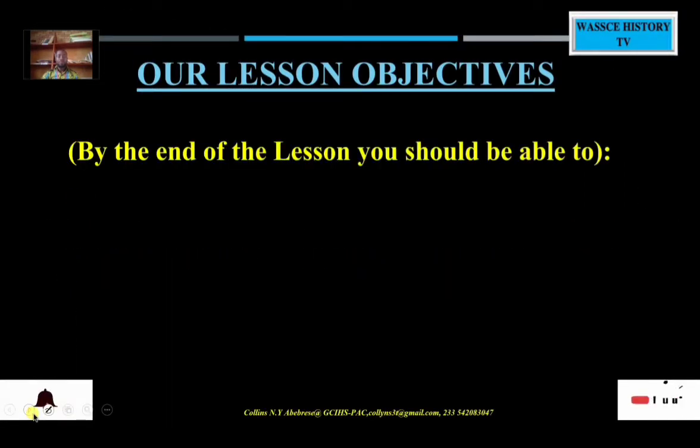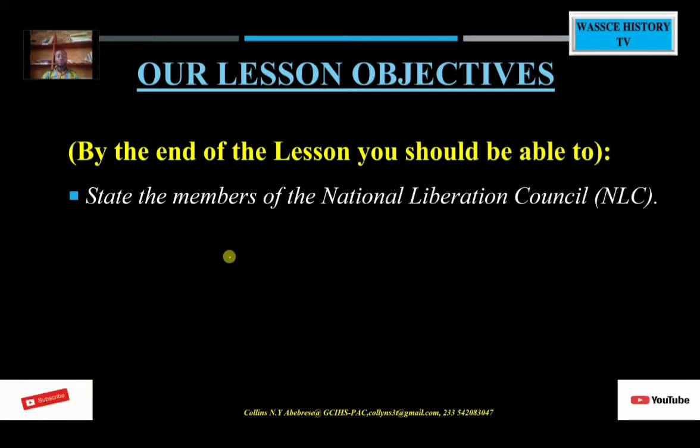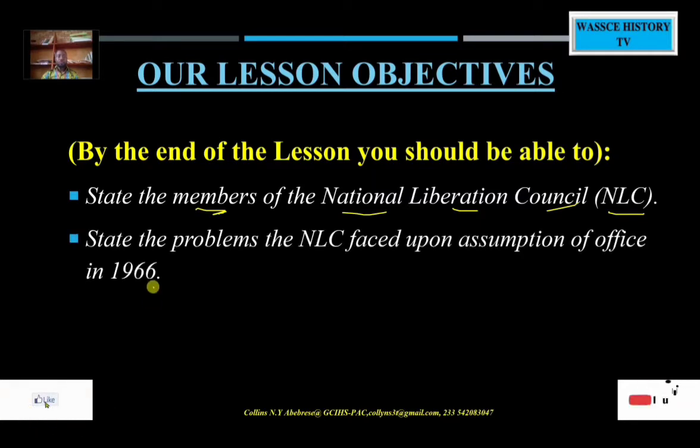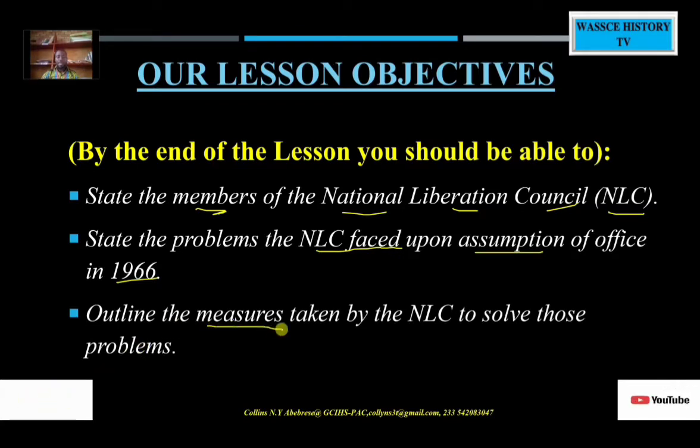So let's take a look at our lesson objectives for today. By the end of this lesson, you should be able to state the members of the National Liberation Council, the NLC. Who were the members of the NLC? And again, you're supposed to state the problems the NLC faced upon assumption of office in 1966. And then you should also be able to outline the measures taken by the NLC to solve the problems that they came to meet.